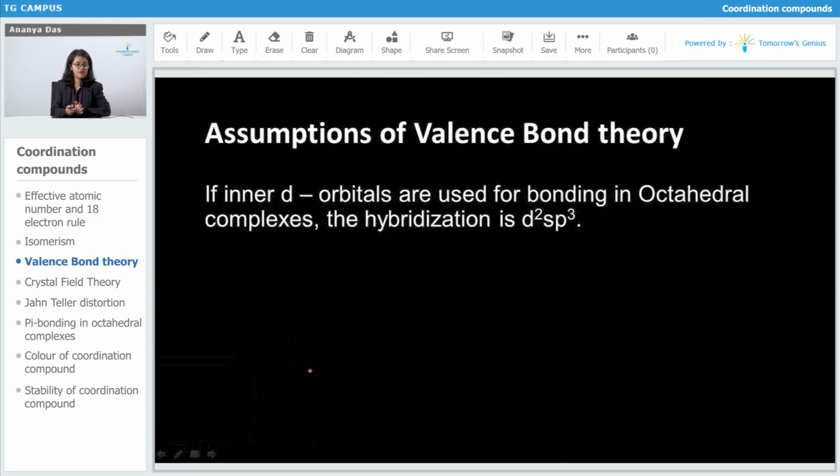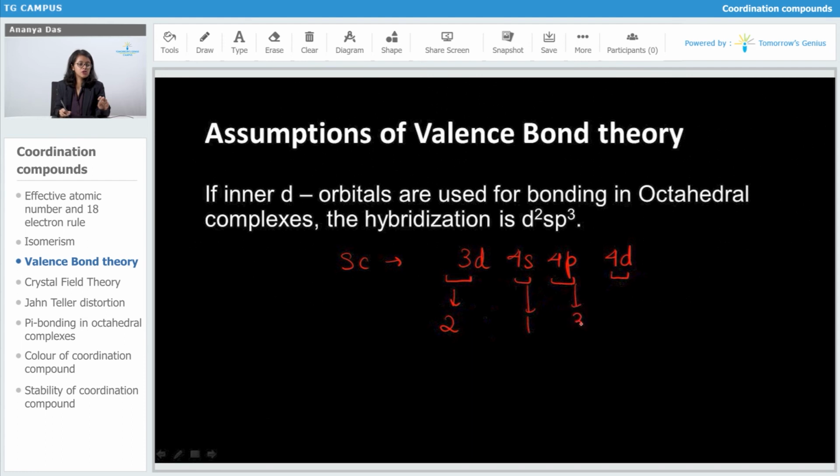Now let's move to our next assumption. It states that if inner d orbitals are used for bonding in octahedral complexes, the hybridization is d2sp3. Like we were talking about scandium, right? In scandium, the inner d orbital was 3d, 4s, 4p, and we had 4d. So the inner d orbital is 3d and the outer d orbital is 4d. So if inner d orbital is used, two orbitals of 3d, one orbital of 4s, and three orbitals of 4p are used. Then the hybridization will be d2sp3.